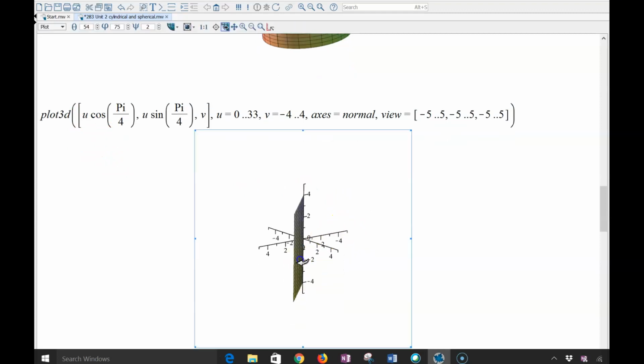All right, here's the graph below. What do we see? It is all the points that are at a 45-degree angle from the x-axis. So you're talking about a plane, a half plane coming off the z-axis.